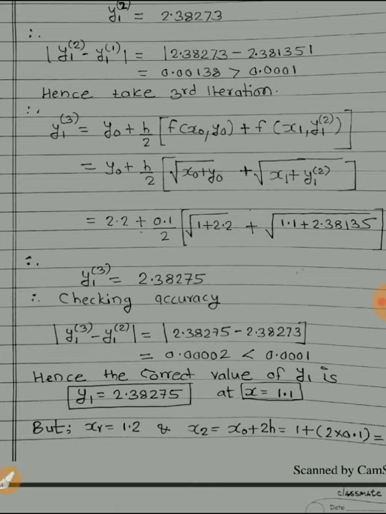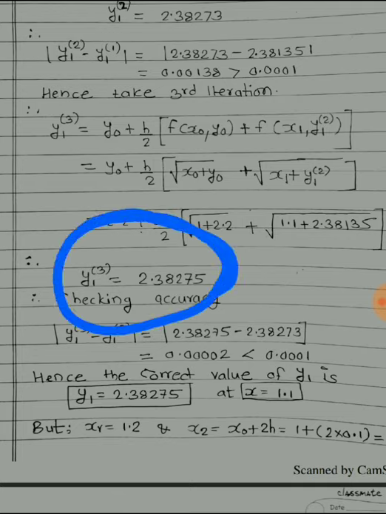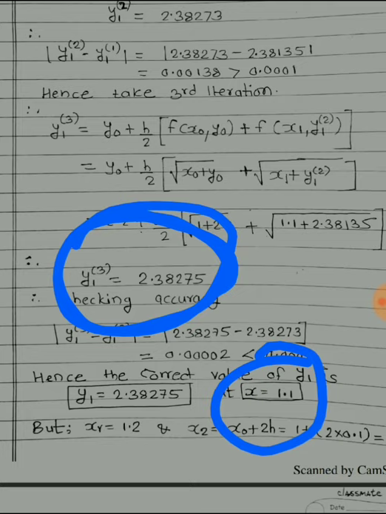So hence the correct value of y1 is which one? The third value which we have just now calculated. This is the correct value of y1. Okay, so if this is the correct value of y1, this value we have calculated at x equals 1.1. How do I come to know that?